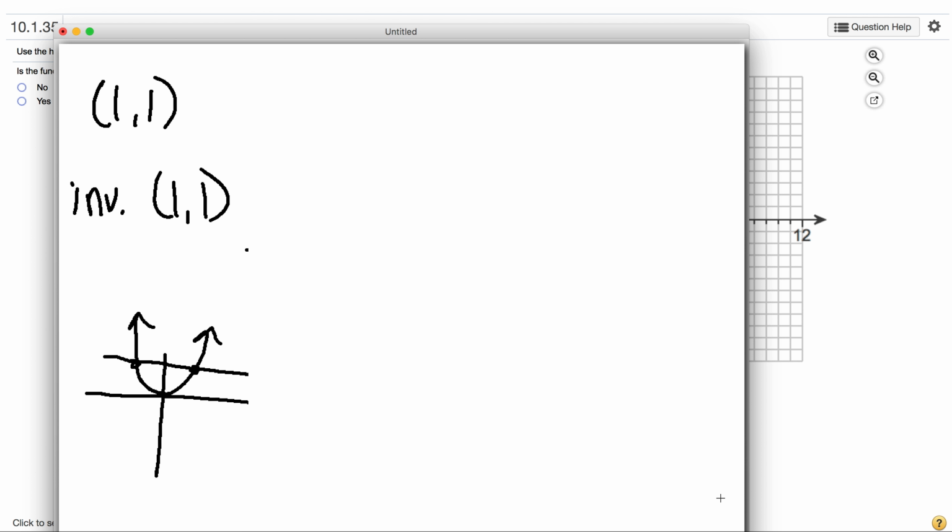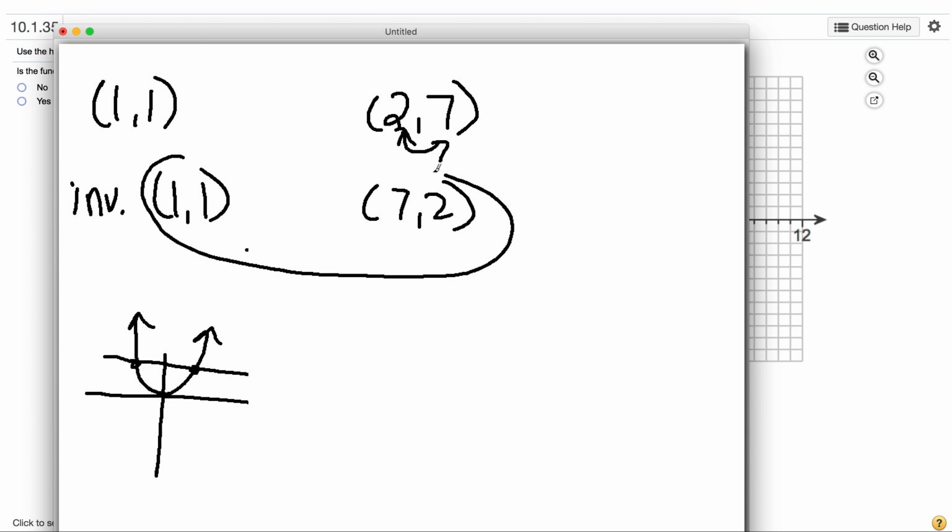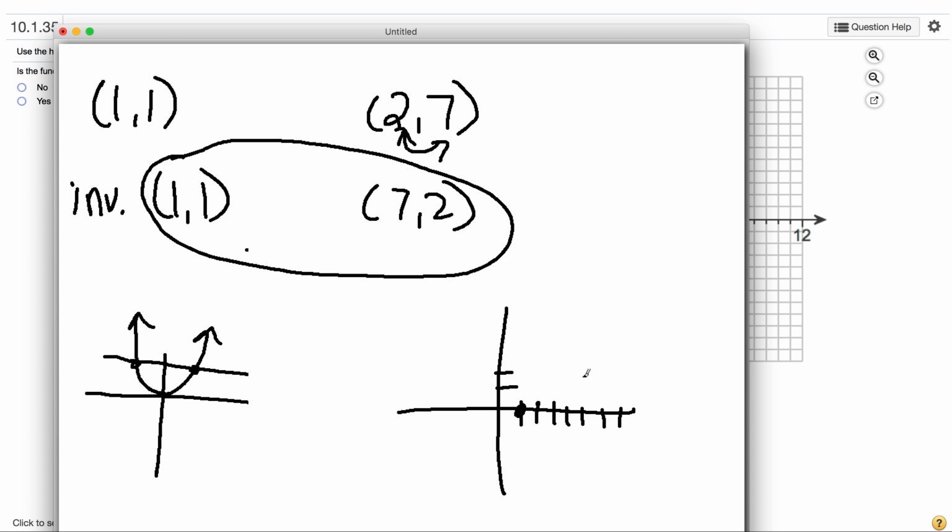Once I have 2 points, I'm able to do this. If I have the point 2, 7, the inverse is switching the x and the y, so it's 7, 2. So utilizing my graphing tools in the math lab, I'm going to plot 1, 1 and 7, 2 and connect the line between them to get my inverse. So I have 1, 1, 2, 3, 4, 5, 6, 7. The inverse graph would look something like this for that graph.